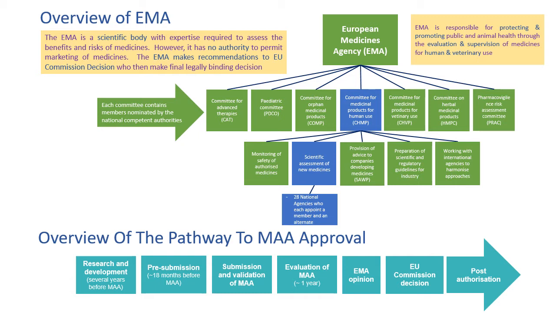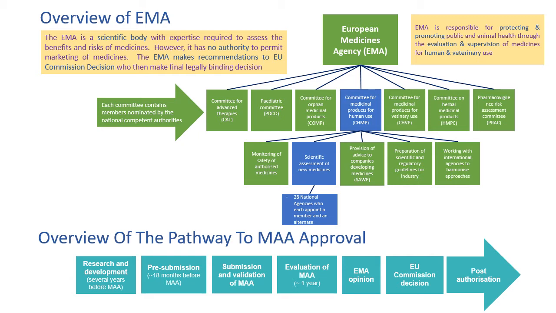But when we talk about the new medicines, it's a scientific assessment, and when it's doing the scientific assessment, they have 28 national agencies who each appoint a member and an alternate. So basically, if we are in Ireland and we have a marketing authority, the 28 national agencies would be, one from France. So if you have HPRA from Ireland, one person would be from that, and then the other person would be from the National Agency of France, and another from National Agency of Netherlands. So on. So there will be 28 people when we are having the scientific assessment of the new medicines.